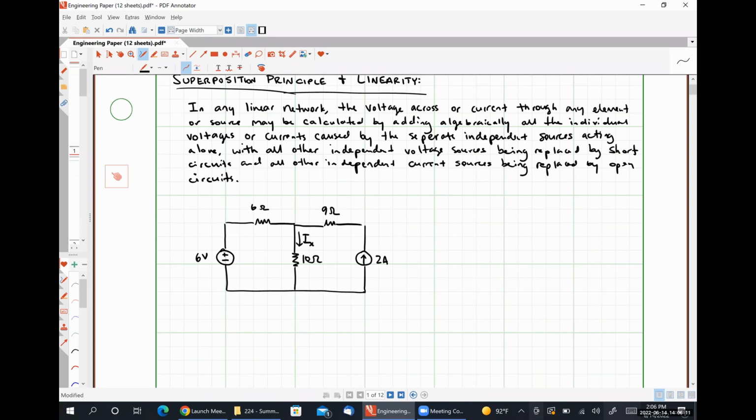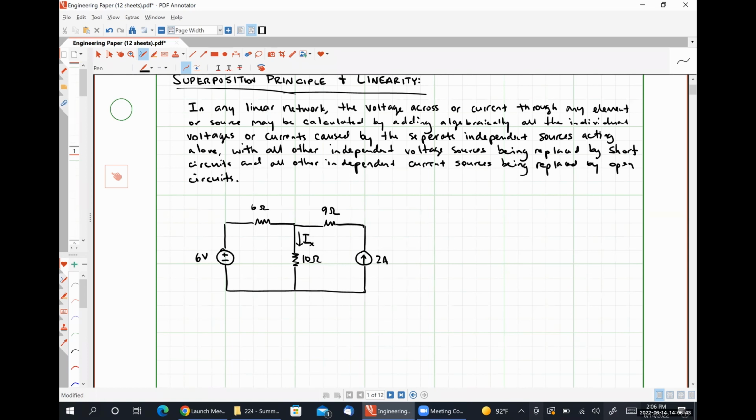Okay. So what we are going to do is we're going to analyze this circuit with both sources on using all of the circuit analysis techniques that we've learned to this point. And then we're going to reanalyze this circuit with only the voltage source on, and then again with only the current source on, and combine those results and see if they match the result when we had everything on.